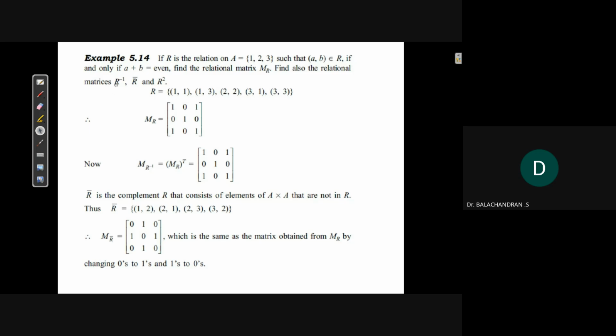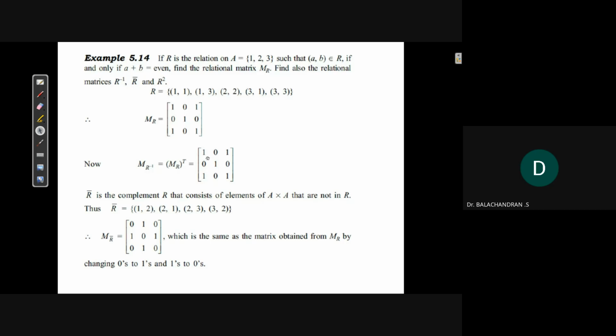Next we need to find the relational matrix of R inverse. So MR inverse, the matrix representing the relation R inverse, is the same as the transpose of MR. Transpose of MR means transposing this matrix. So this row becomes this column: 1 0 1. Next, 0 1 0. Next, the third row becomes the third column: 1 0 1.